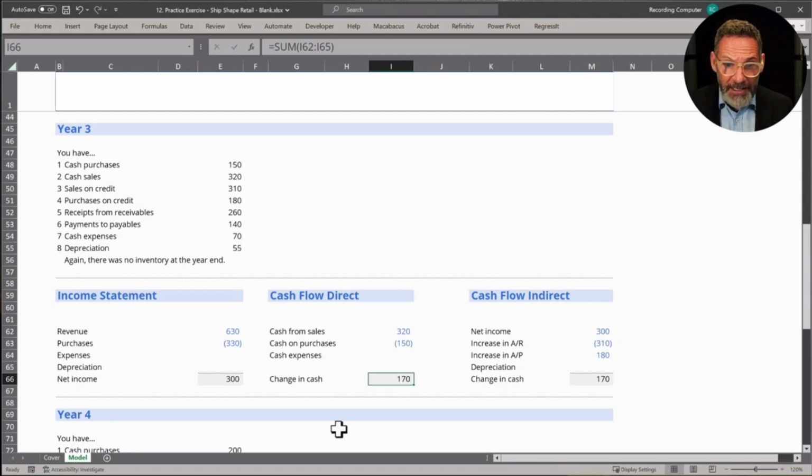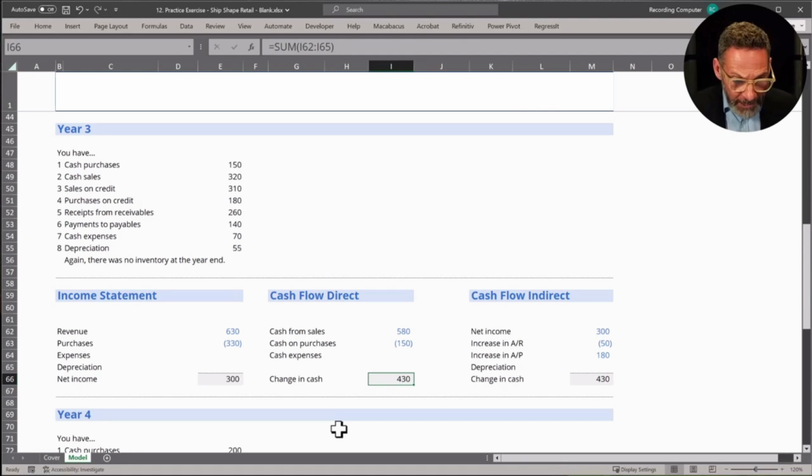Now, we have receipts from receivables. So this is not hitting the income statement, but it is hitting the direct cash flow. We get receipts from receivables of 260. Let me just put an equal sign there. And what we have to do here is adjust our accounts receivable. So yes, they first increased, but then we actually got payments in. So we're going to then decrease that by 260 that we received because our increase in receivables was only actually 50. We know we've done it right because those changes in cash match.